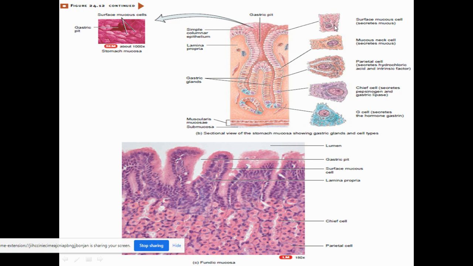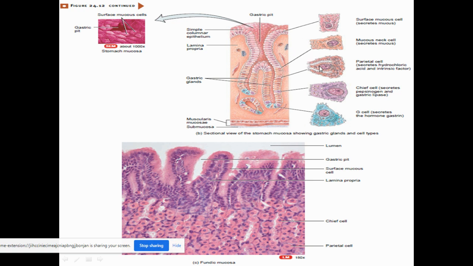So what does it do? Surface mucous cells secrete mucus. Then number two is the mucous neck cells. The neck cells also secrete mucus. So these two cells secrete mucus. You can see the difference in the color. The surface mucous cells are pink in color, and the mucous neck cells are somewhat light brown in color.